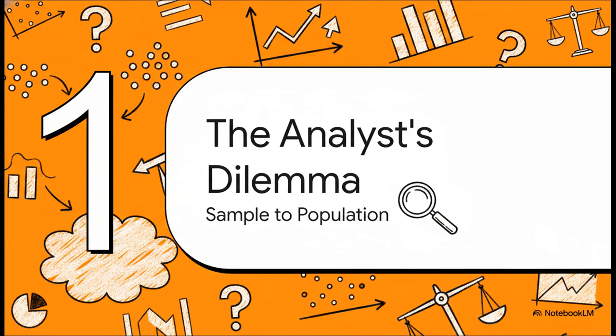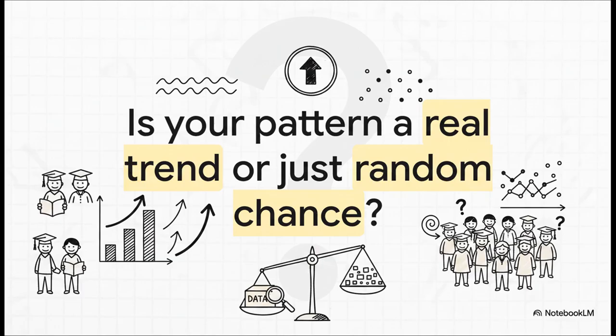The first and honestly the most important challenge we have to tackle is what I like to call the analyst dilemma. Okay, picture this. You've surveyed, say, 1,000 people, and you notice something interesting. People with college degrees seem to answer a question way differently than those without. That's a pattern. But, and this is the big question, is it a real, meaningful difference that applies to the whole country? Or did you just get lucky and happen to survey a weird random group of people? That's the whole ballgame right there.